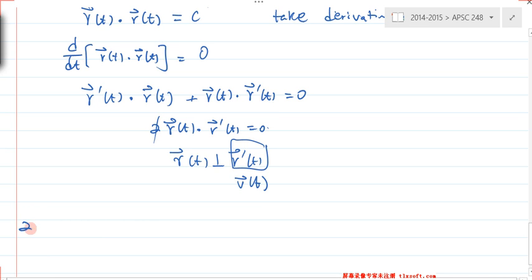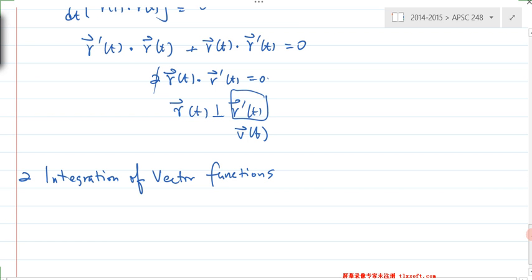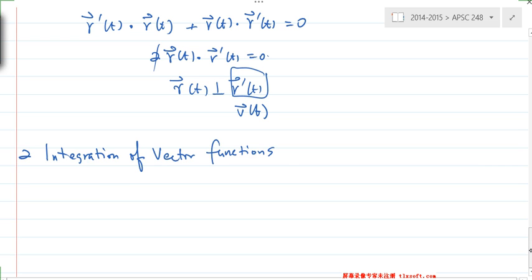Okay. So that's the derivative. Now let's look at integrals. Integration of a vector function. I will still use the same kind of notation as I used above.